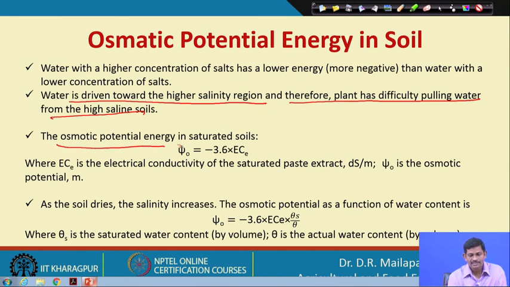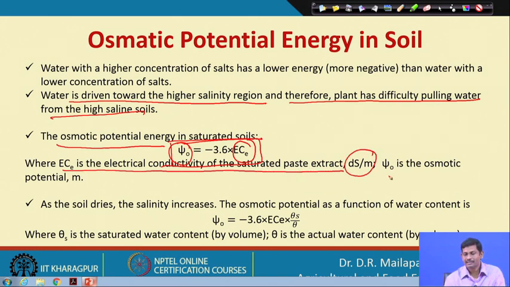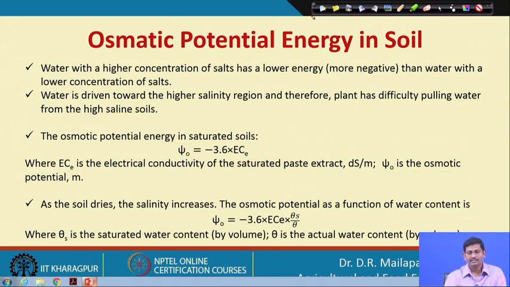So, the osmotic potential energy in saturated soils. This equation will be used once you have the value of the soil salinity, electrical conductivity, as I explained before in the previous slide. Using that, if you multiply with 3.6, you can get osmotic potential. So, that is minus 3.6, where ECe is the electrical conductivity of saturated paste extract, in deciSiemens per meter, and psi naught is the osmotic potential in meters. So, this is a simple equation converting the electrical conductivity of the soil into osmotic potential.